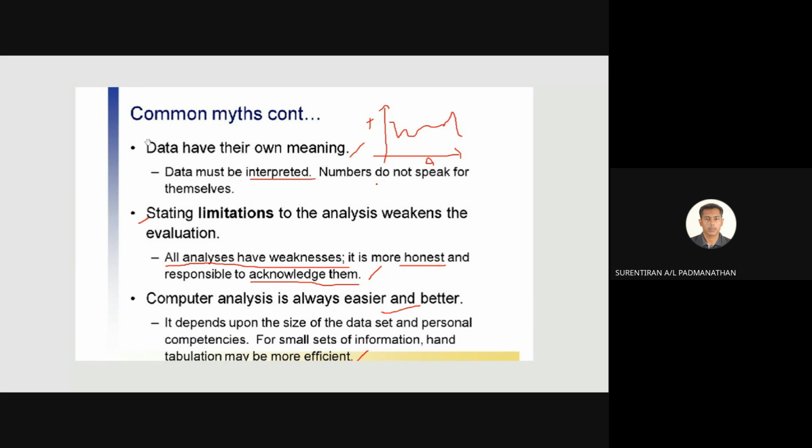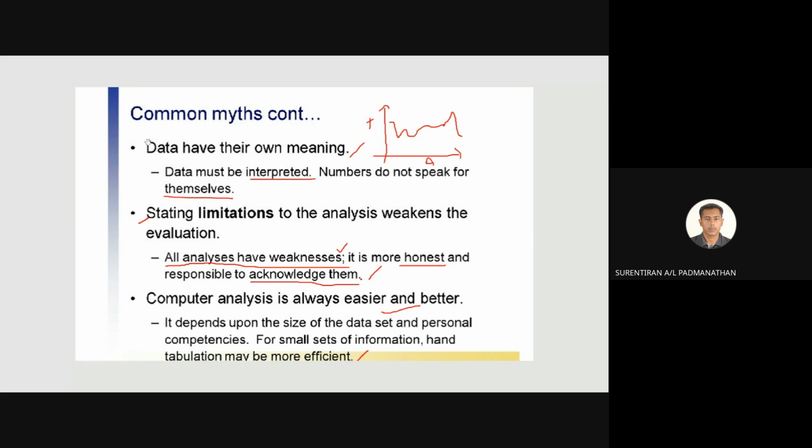Numbers do not speak for themselves. Another myth: stating limitations in the analysis weakens the evaluation. People think that when we state some limitations, it will weaken the evaluation. It's not like that. All analyses have weaknesses, and it is more honest and responsible to acknowledge them. That's why we have scopes and limitations.